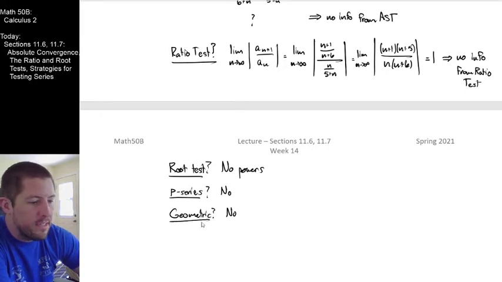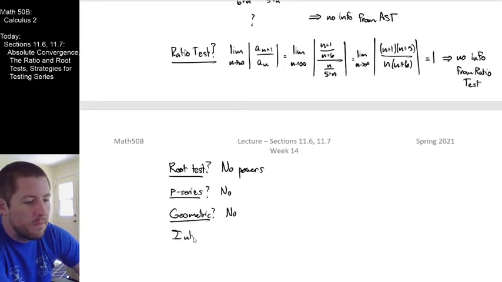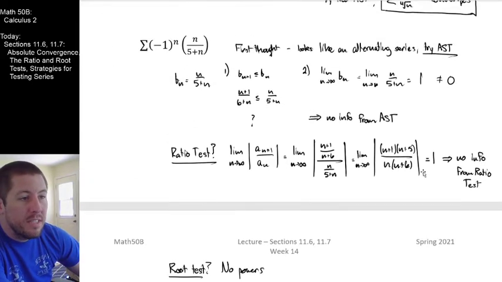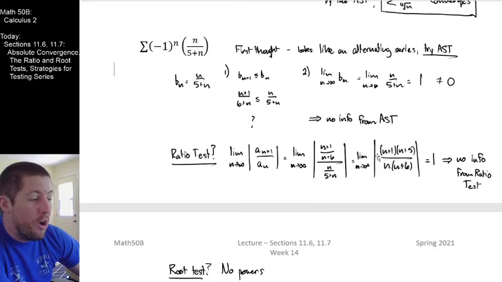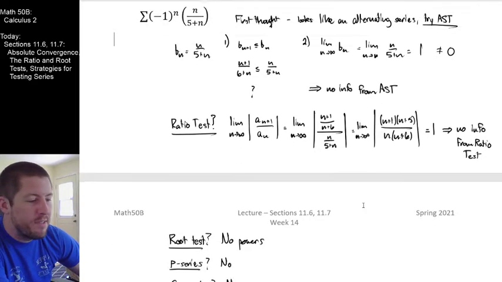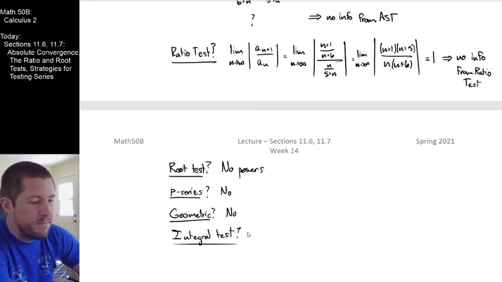Can we do the integral test? Integral test for this guy? No, I'm remembering that the integral test requires all positive terms, and we have some positives and some negatives here.